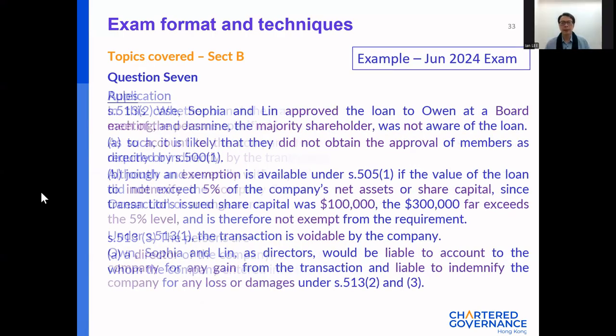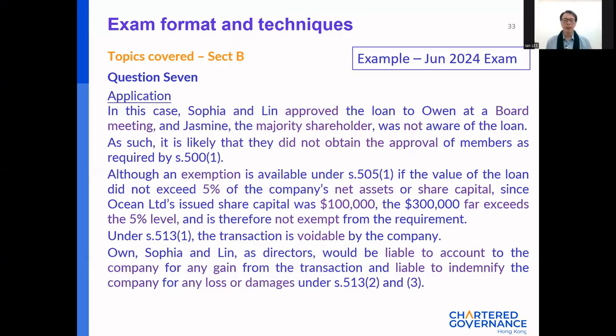So, application: apply all that to our story. Here, Sophia and Lynn approved the loan to Owen at a board meeting, and Jasmine, the majority shareholder, was not aware of the loan. As such, it's likely they did not obtain the approval of members as required by section 500, subsection 1.